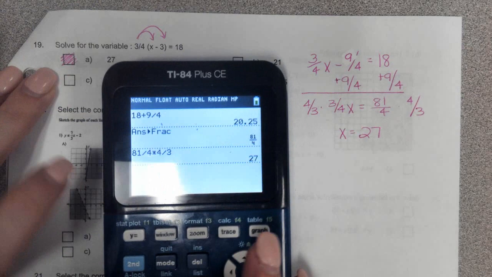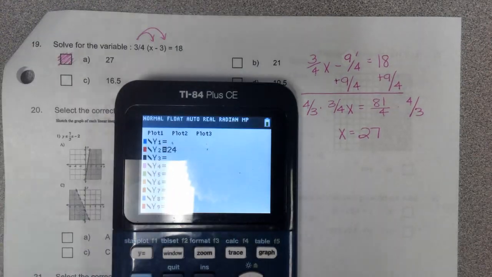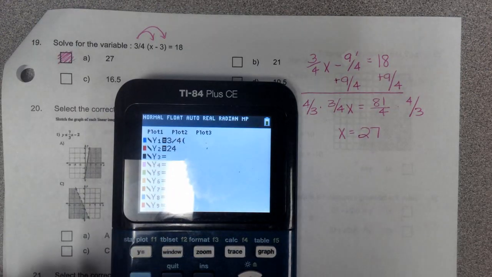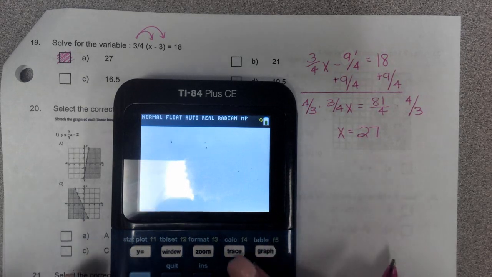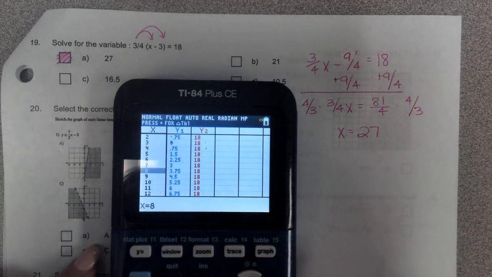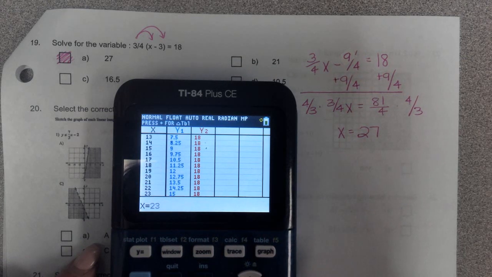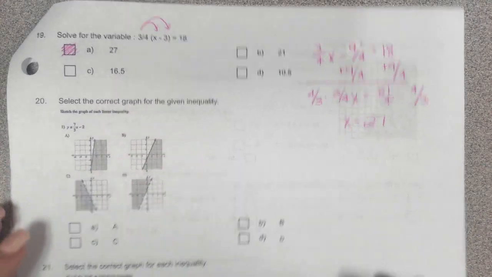And you could do this in your calculator. In Y1, we put 3 divided by 4, X minus 3. In Y2, you put 18. Yep, and right there at 27, they're the same.